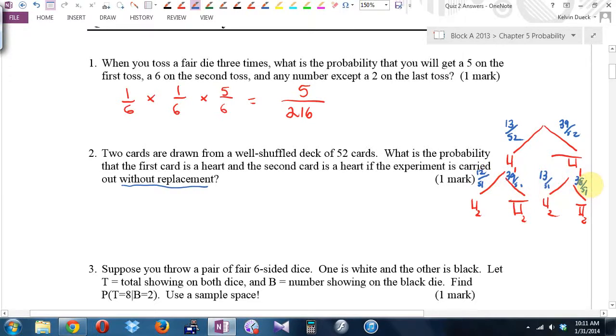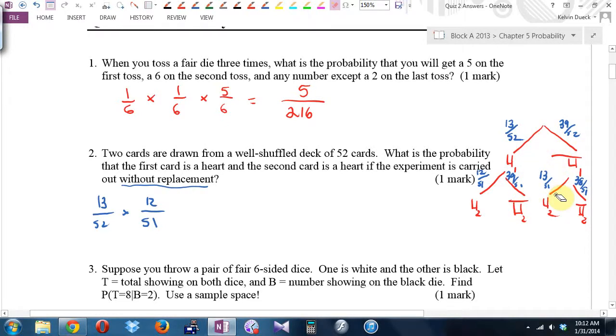Now, questions that I could ask on the test. Are you ready? Questions that I will ask on the test in all likelihood. One like number two, which says a heart followed by a heart, that's 13 out of 52 and 12 out of 51, that's that branch right there. I could say, what's the probability that you don't get a heart? Don't get a heart is that branch right there, 39 out of 52 times 38 out of 51. Or I could say, get exactly one heart, that branch, or that branch.